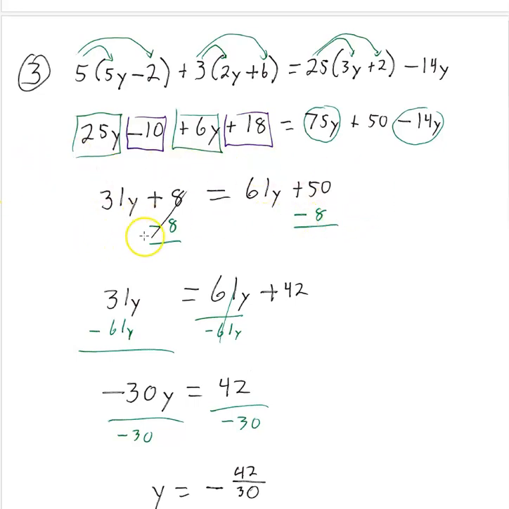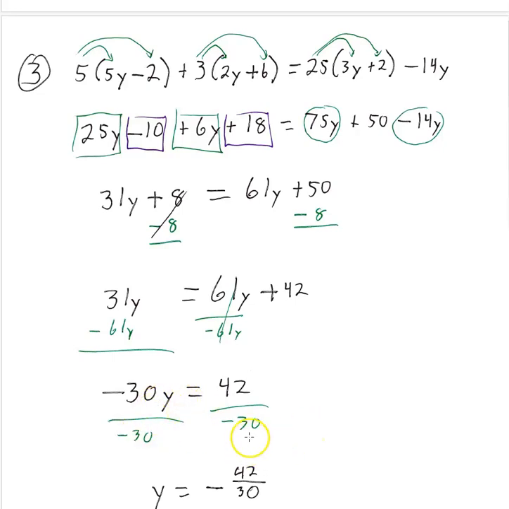I'm going to start by getting rid of my 8. So I'm going to subtract 8. 8 minus 8 is 0. Over here, 50 minus 8 is 42. So I now have 31y equals 61y plus 42. I'm going to subtract 61y, and that gives me negative 30y equals 42.